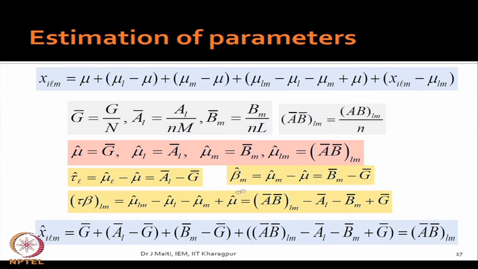Okay. And then what will be the predicted value of each observation? This will be everything except the e_ilm component. So, see, this component is not there. Now, when we manipulate this one, what will you find out? You will find out that this one is nothing but AB bar_lm. That is, the joint cell averages are the predicted values. Getting me?